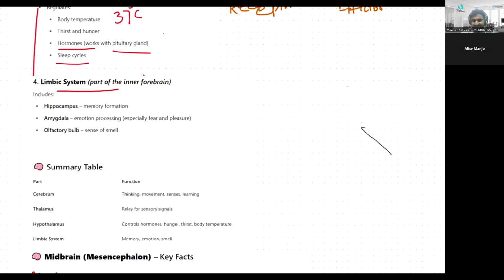The limbic system is also part of the forebrain. It has 3 major portions: the hippocampus, amygdala, and olfactory bulbs. The hippocampus is involved in learning and memory formation. The amygdala is involved in emotional processes like fear, rage, and pleasure. The olfactory bulb controls the sense of smell. And this is a summary of the forebrain.